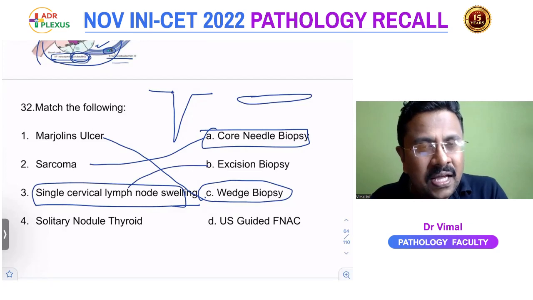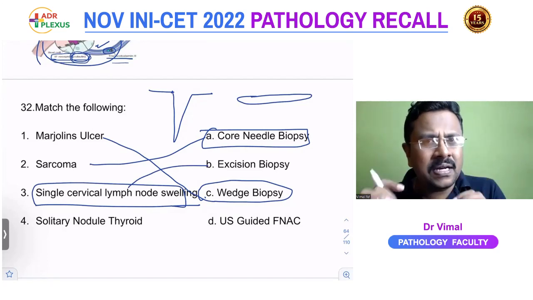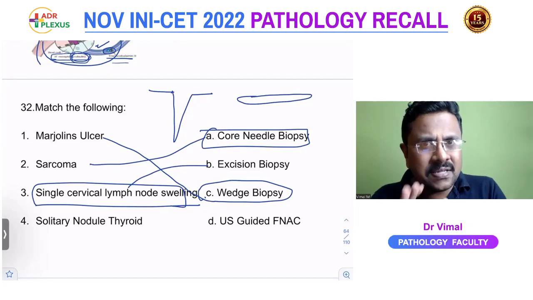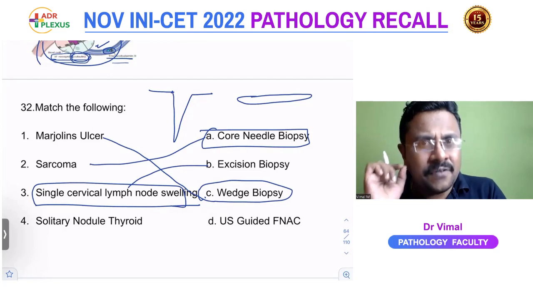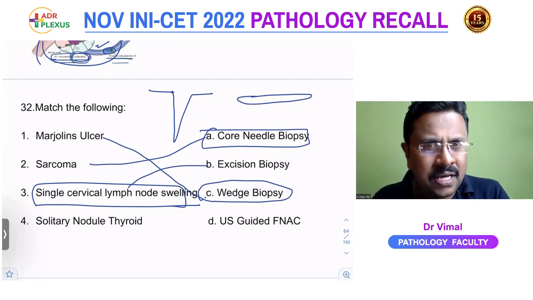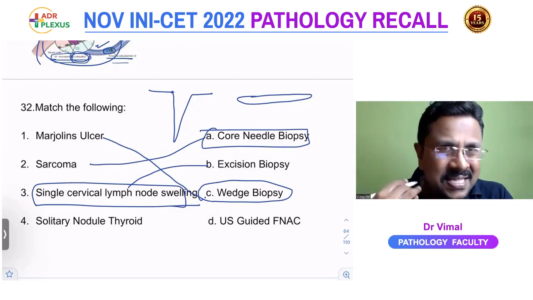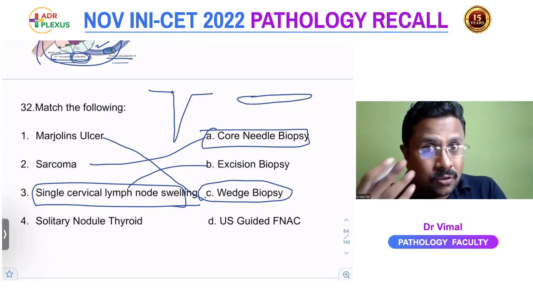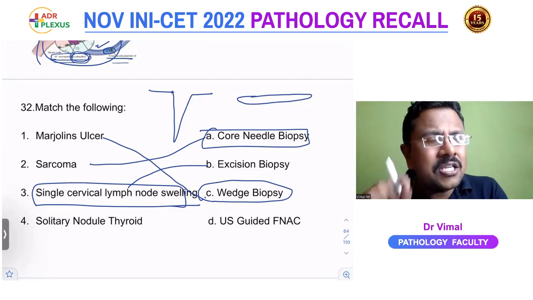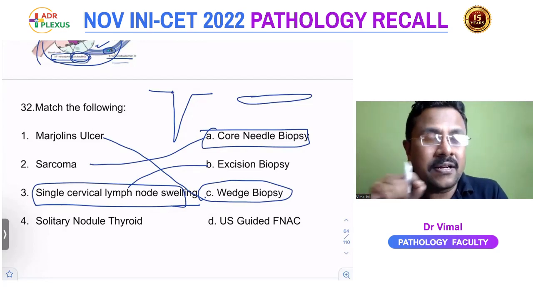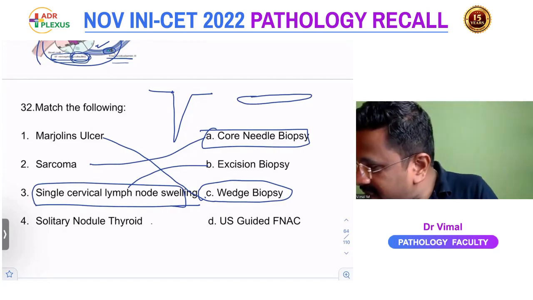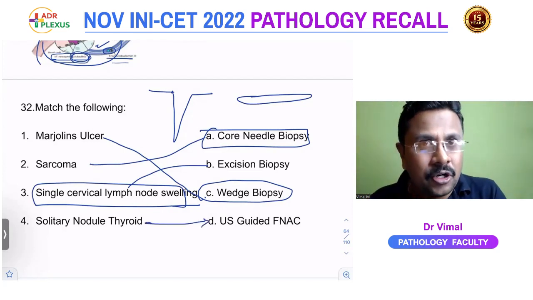And for a solitary nodule of thyroid, a very important and commonly done test is FNAC, and it will be better if you do it in an ultrasound guided manner. Because sometimes you may hit only the cystic lesion, and you want a solid lesion also to be examined. Only ultrasound will tell you whether this is a cystic lesion or a solid lesion, and which area you want to aspirate. So ultrasound guided FNAC will be done in cases of solitary nodule of thyroid.